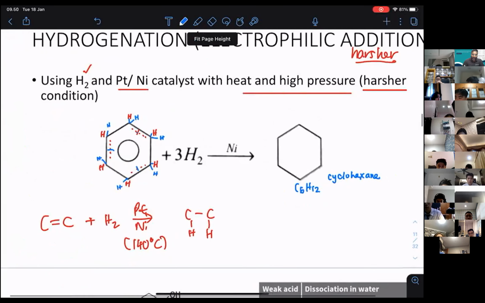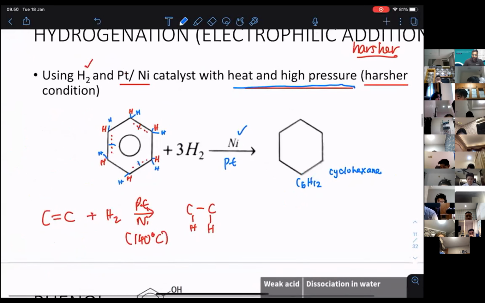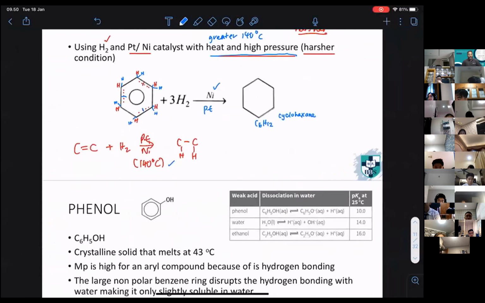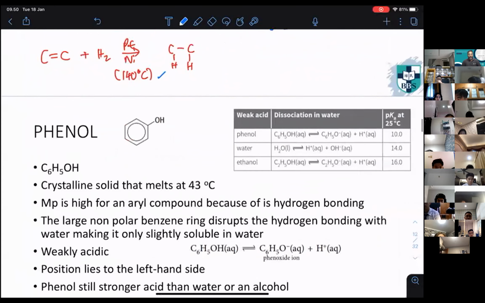This one requires nickel or platinum, and they mention heat and high pressure. Do remember, benzene is stable. If last time we used 140 degrees Celsius, I'm very sure this is going to be greater than 140. But in your syllabus, they didn't specify. They just say high heat and high pressure, so it's still fine. So these are all the reactions that we have learned under benzene.